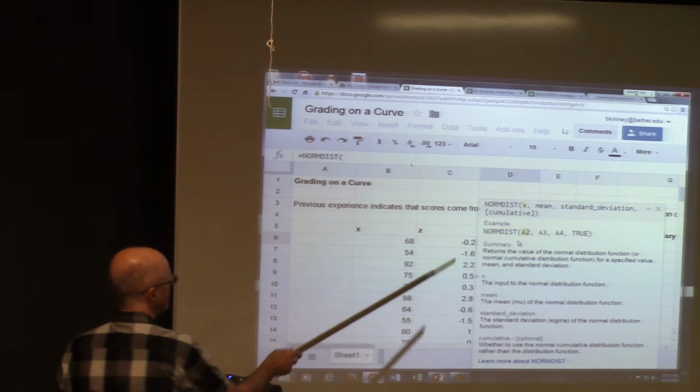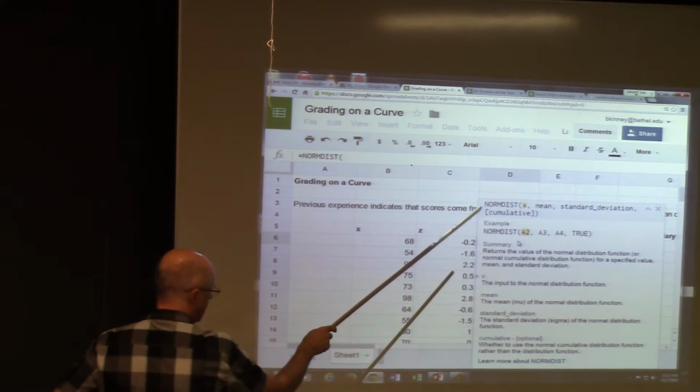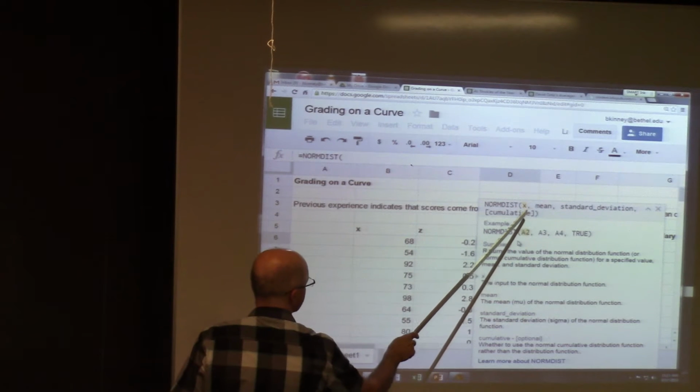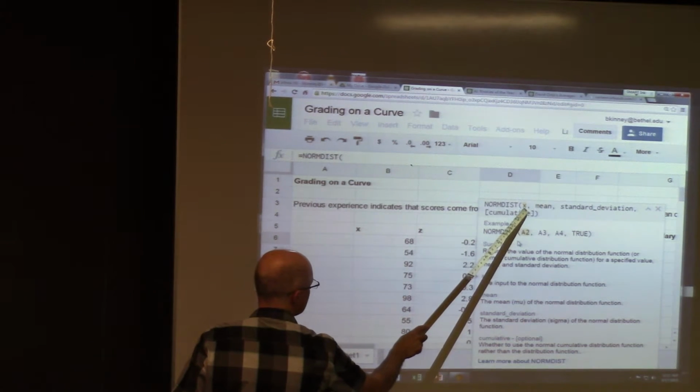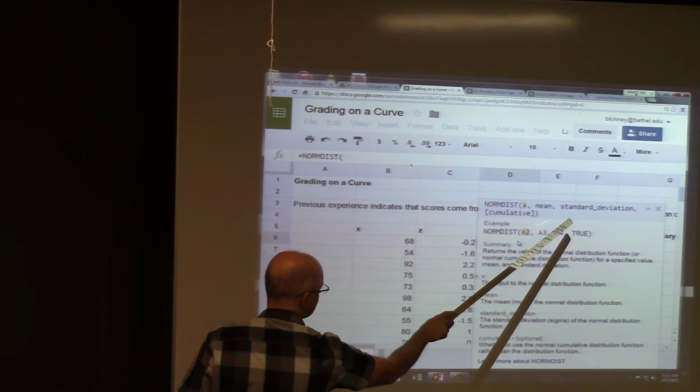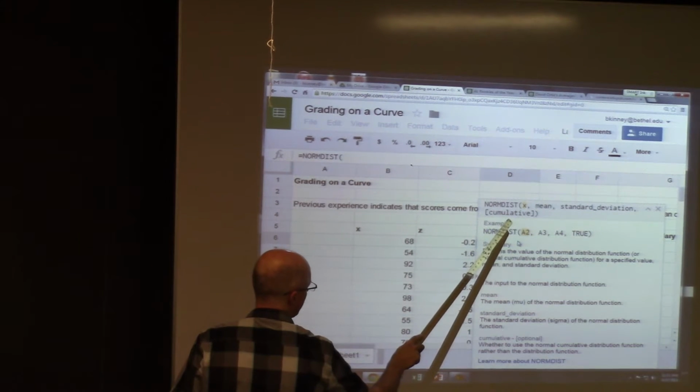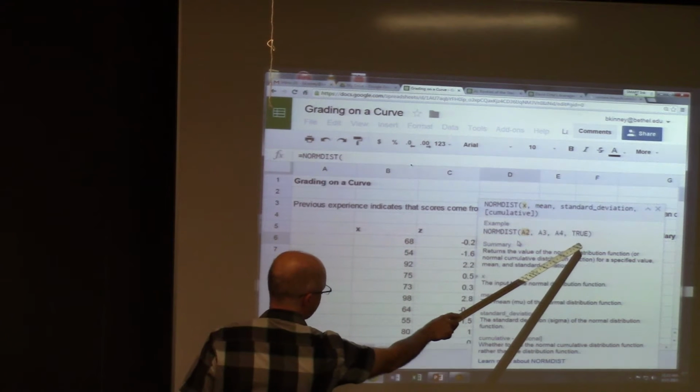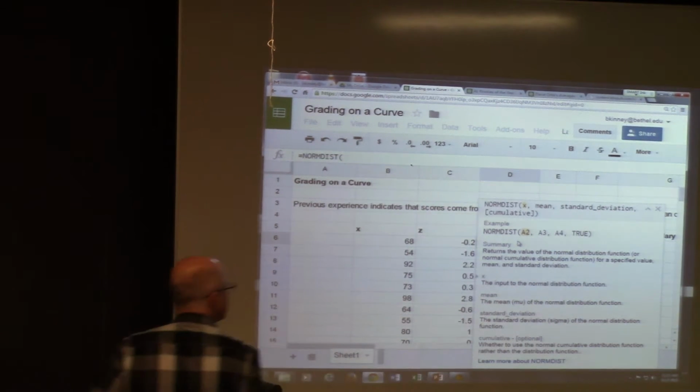that if you start to type it in, gives you the syntax. It's got 3 main inputs. It's got the value of x that you're thinking about, the mean of the normal distribution you're thinking about using, and its standard deviation. And then this fourth one is cumulative. That's, I think, assigned to be true automatically as a default. Don't worry about that. Just leave it as is.